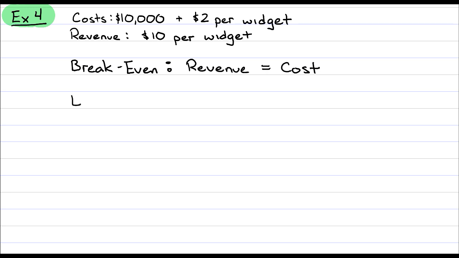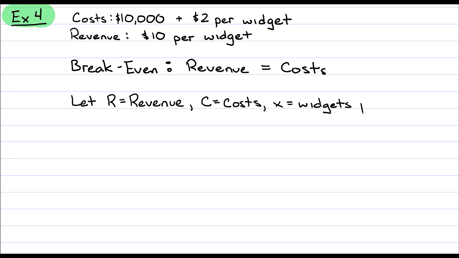I'm going to introduce 3 variables, even though at the end of the day we're really only going to need 1. Let R be the company's monthly revenue. Let C be the company's monthly costs. And let X be the company's widget production, or in other words, the number of widgets produced. Okay, so from this we can get a couple of different equations.